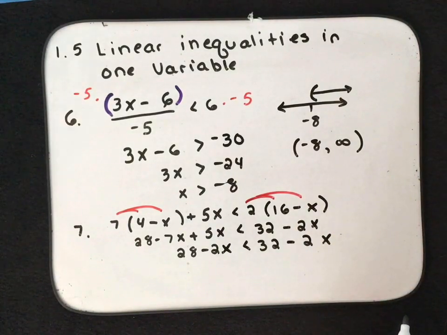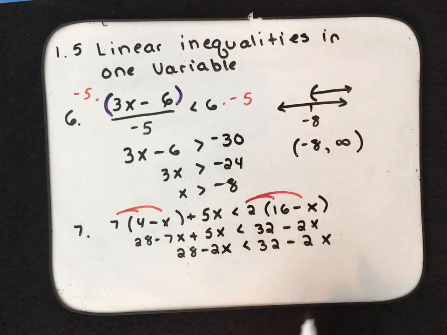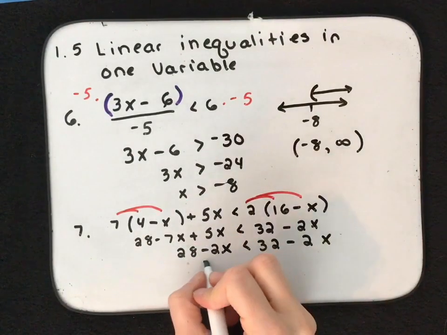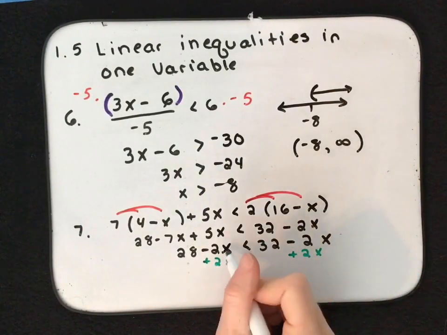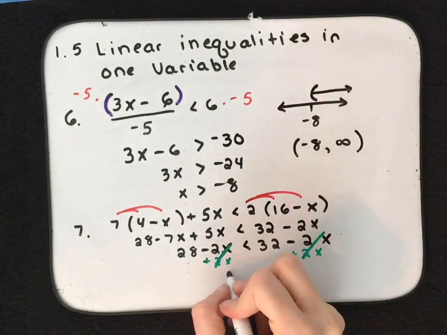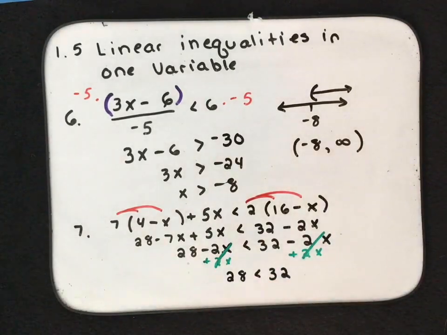And then if we keep going, we're going to notice a little problem here. If I were to add 2x to both sides, this one will cancel, and so will this one. But look what happens. We get 28 is less than 32.